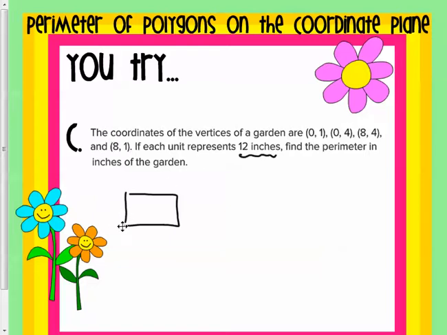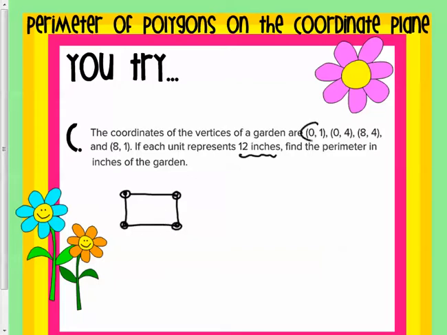So here you're at 0 on the x-axis and up 1. Okay, here you're at 0 and up 4. Here you're all the way over at 8 and up 4. And here you are all the way over at 8 but only up 1.